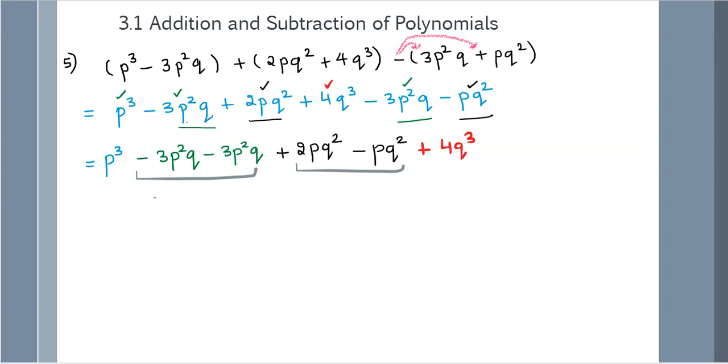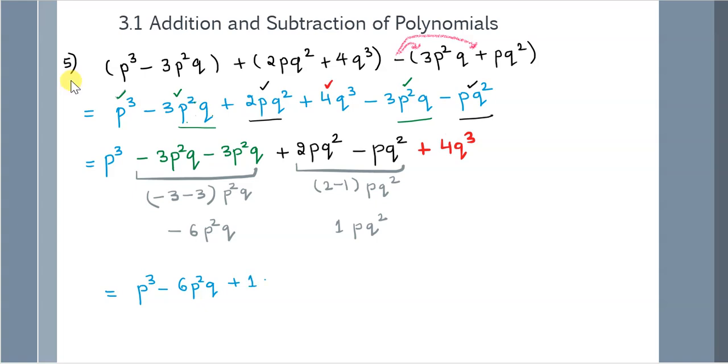So on simplification, what does this give you? Minus 3 p square q, correct? So this gives you minus 6 p square q. Same here, 2 minus 1 because it's plus 2 p q square, so it means 1 p q square. So what you get is p power 3 minus 6 p square q plus 1 p q square plus 4 q power 3. So this is how you work with the polynomial.